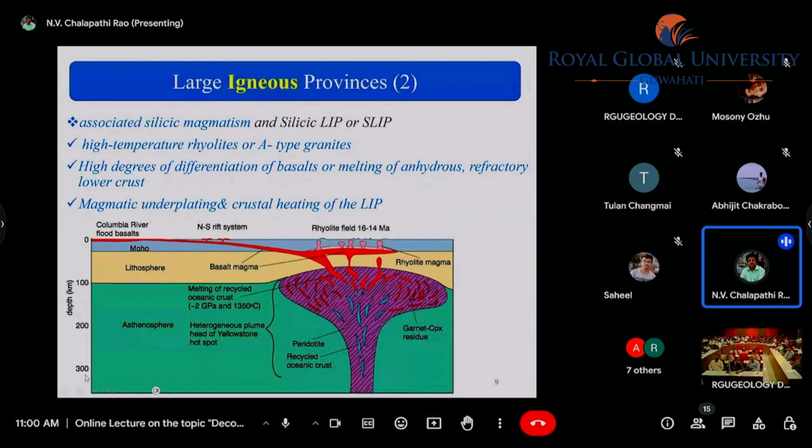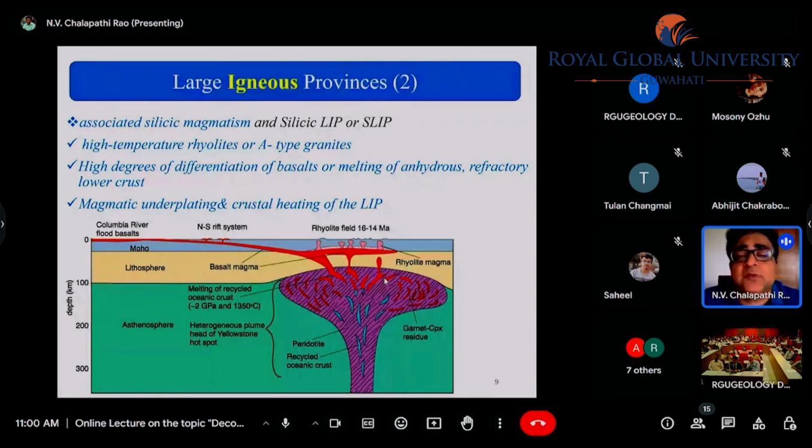One way is a huge mantle plume coming from the core-mantle boundary. As it comes up, it can melt the peridotite and lead to basaltic magma. And as the plume head pushes up, it can also melt the upper crust, which can give rise to rhyolitic melt. So that's one way geologists try to explain both these magmas occurring together.